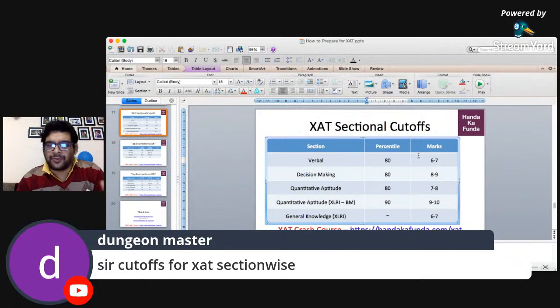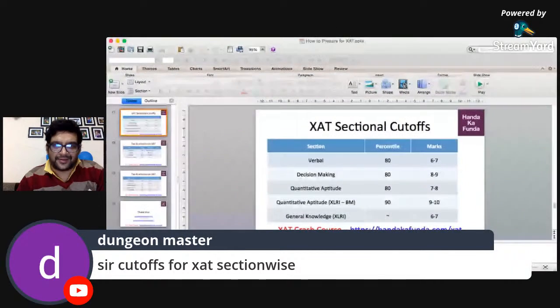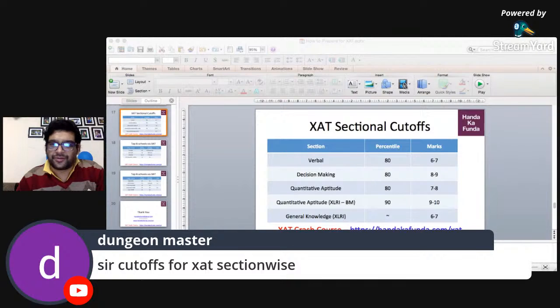That's the traditional one. Quantitative aptitude sectional cutoff is typically around 90 percentile for XLRI BM. So that's the best college under XLRI. For that, you need around 9-10. For GK, which is again just considered by XLRI, you get 6 to 7 questions correct. That should be good enough.